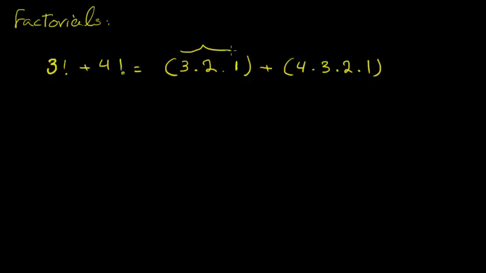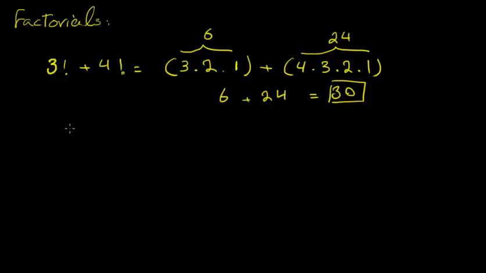These first three numbers multiplied together are 6, and the other is 24. 4 times 3 is 12, times 2 is 24. So we write 6 plus 24, which equals 30. So the solution to this problem is 30.